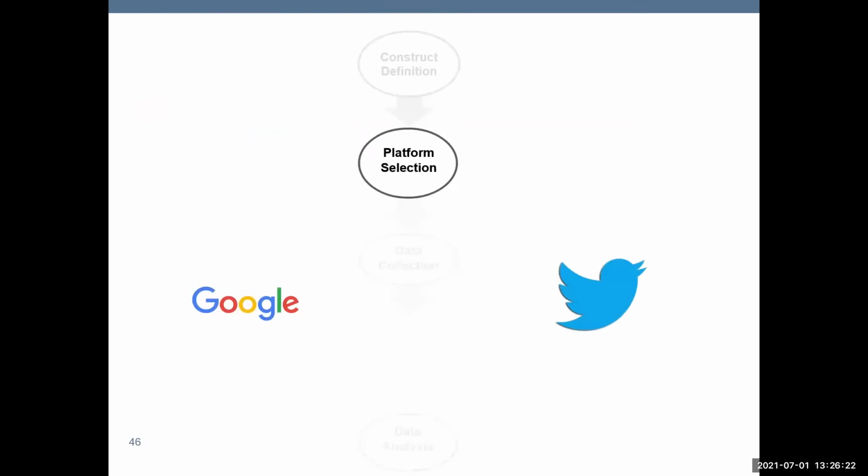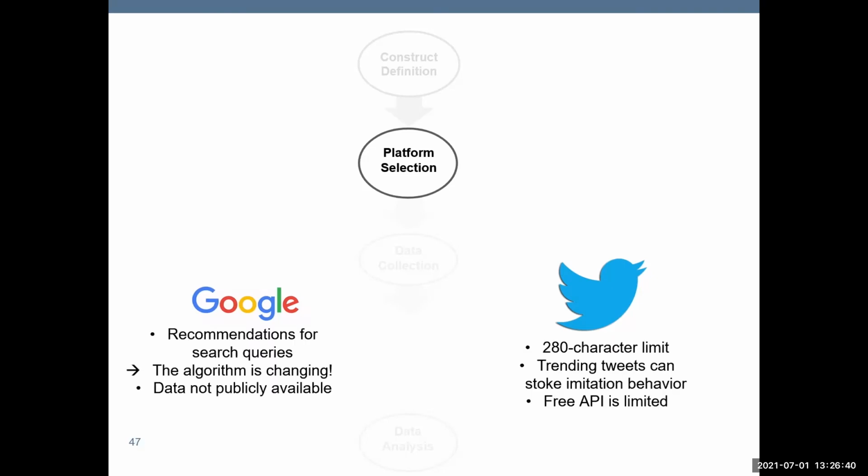The next step of the process is platform selection, and we might think about two platforms that we would like to do the study on. While the Google flu study was done on Google, just to add a little bit more richness to this analysis, we'd also like to talk about Twitter. And so we'll talk about the specific features of these two platforms.